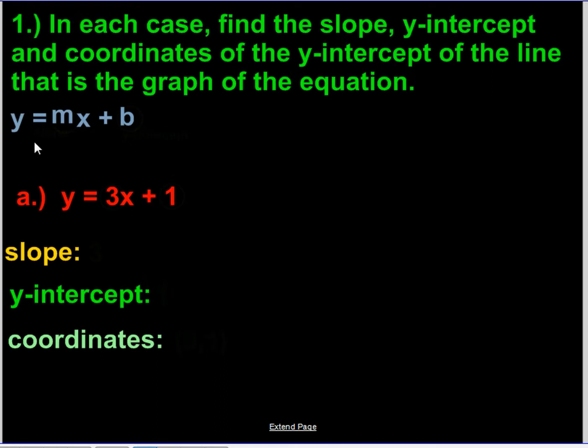If we look at the equation of a slope, it is y equals mx plus b. So we know that m is the slope, b is the y-intercept, and we have the equation here, y equals 3x plus 1. So we simply need to locate where the slope is and where the y-intercept is, and then state what they are. In this case, the slope is 3, the y-intercept is 1, and the coordinates of this intercept, if we were to plot it on a grid, would be 0, 1.